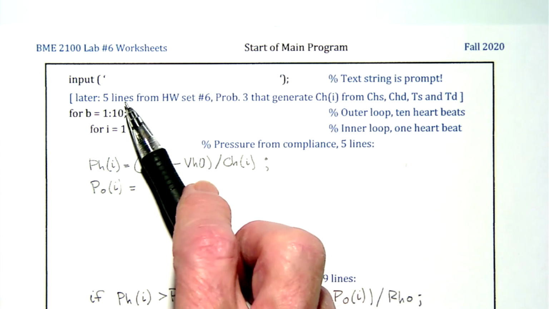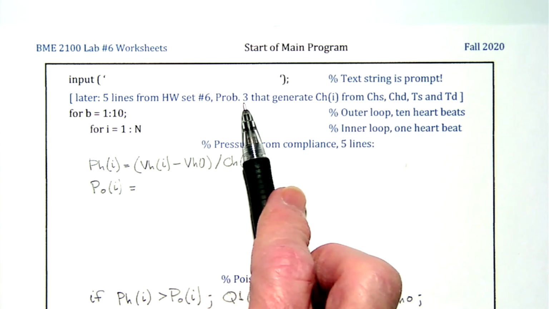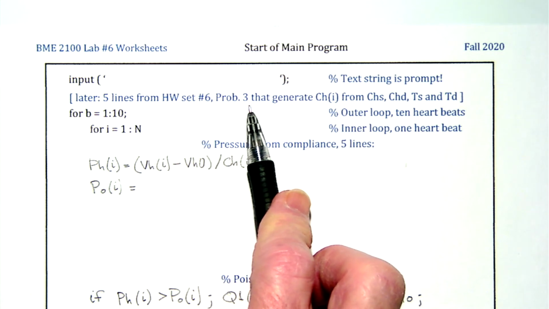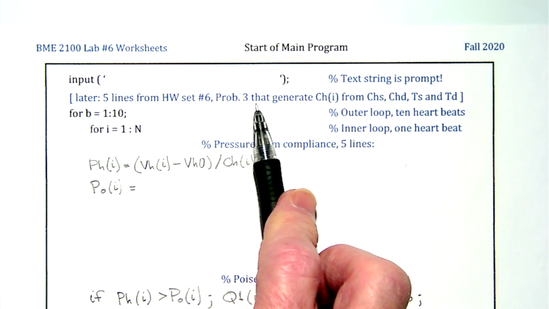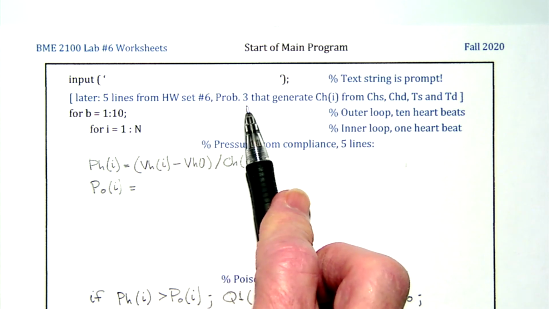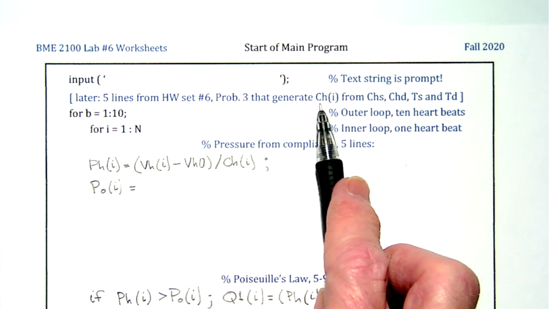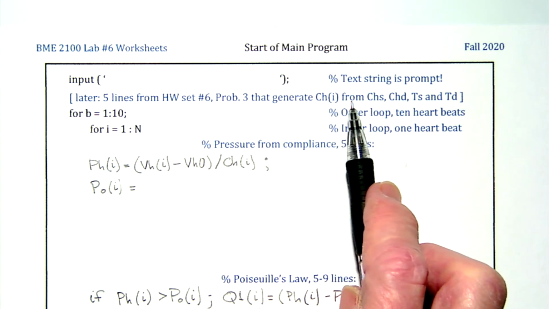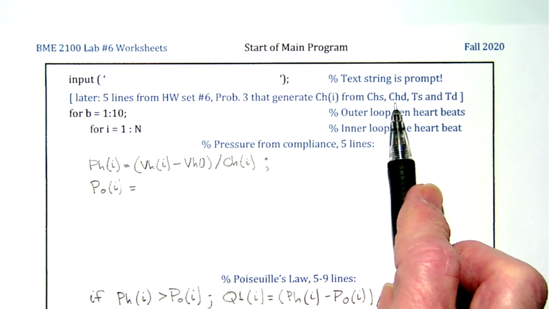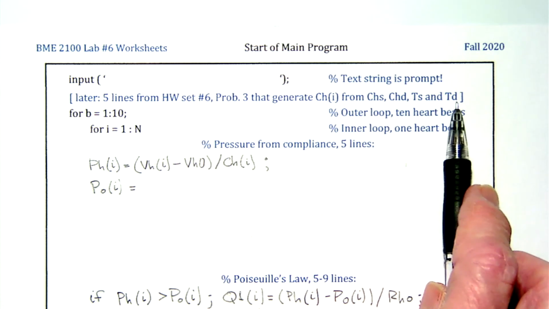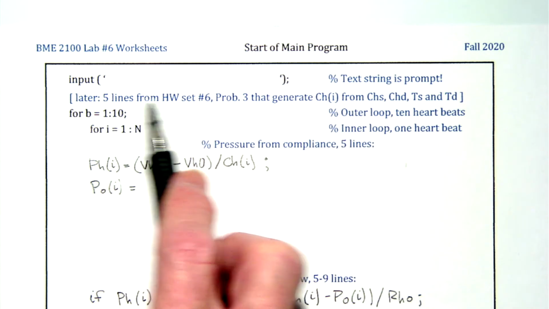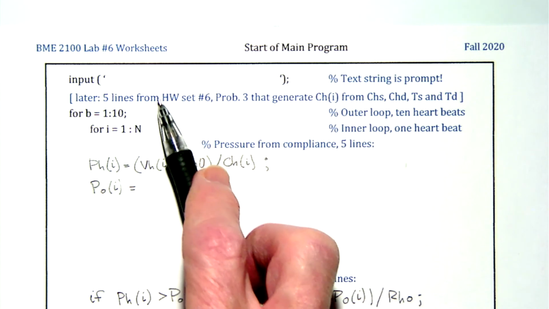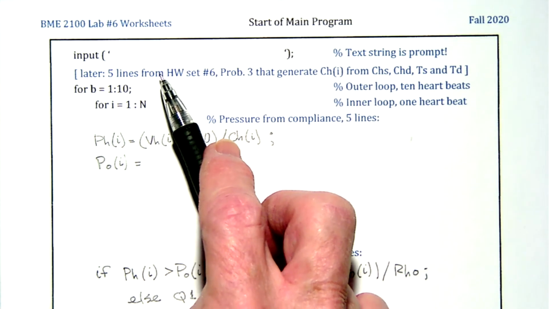Then following that are 5 lines from homework set number 6, problem 3. That's due this Friday. It's part of your homework set this Friday. I will give you a lot of help at the end of this video on how to complete that homework problem. What it does is it generates the compliance in the heart at each time step I, going between systole and diastole, between these 2 limits with these 2 time constants. When you complete the homework set this week, you will take 5 lines out of that homework and put it in this location for your final main program.